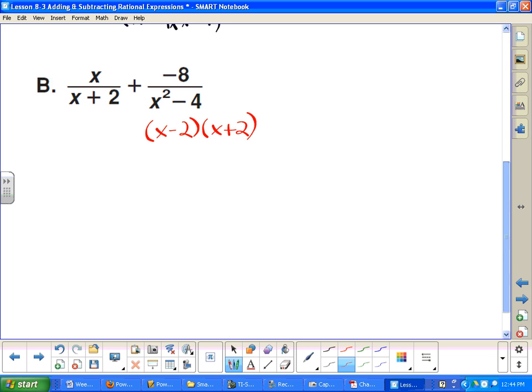So I look at my two denominators. What does one have that the other one doesn't have? What's the one on the right have that the one on the left doesn't have? Okay. X minus 2. So we need to multiply the numerator and the denominator by x minus 2.